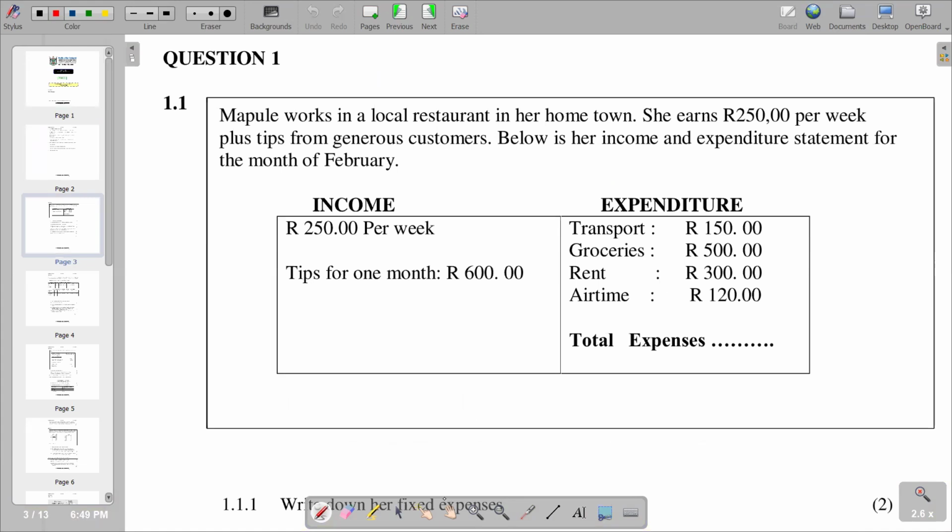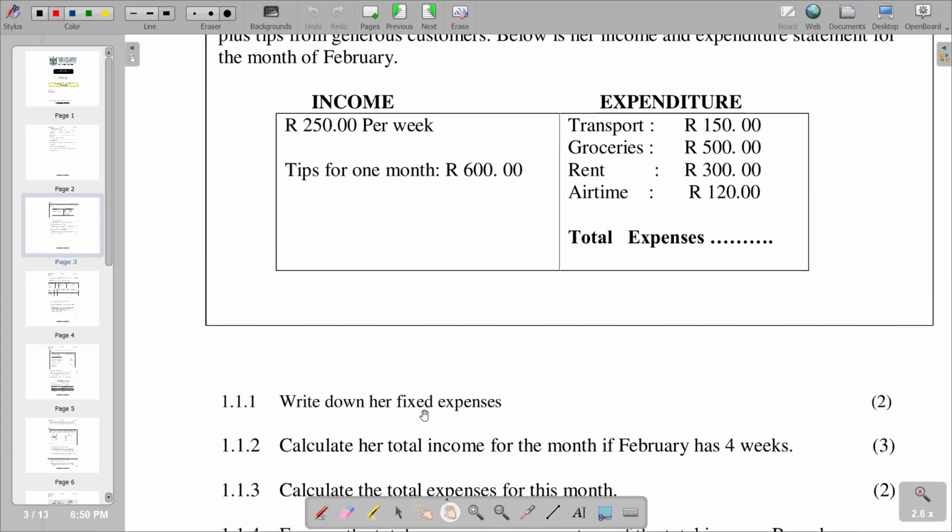Moving down, we see the first question, which is: write down your fixed expenses. We know that the expenses section is given on this part, so we are just going to identify a fixed expense according to the expenses that we have. Fixed expenses do not change from one period to the other. They remain the same from one month to the other, so in other words, they are constant. If you look there, the only expense that is constant is rent, which is 300 rands. So that represents a fixed expense.